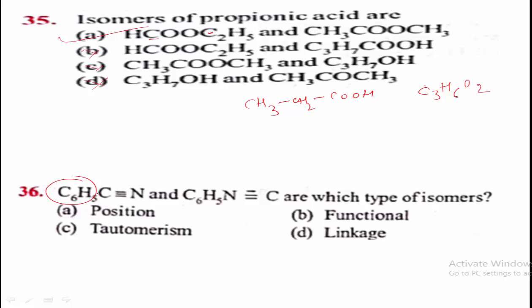Here the benzene is attached, and this is C6H5 C triple bond N. Remember students, this one is the cyanide group. CN is the cyanide group. Here N triple bond C is present, this is the isocyanide group. Okay, now which type of isomers are these?